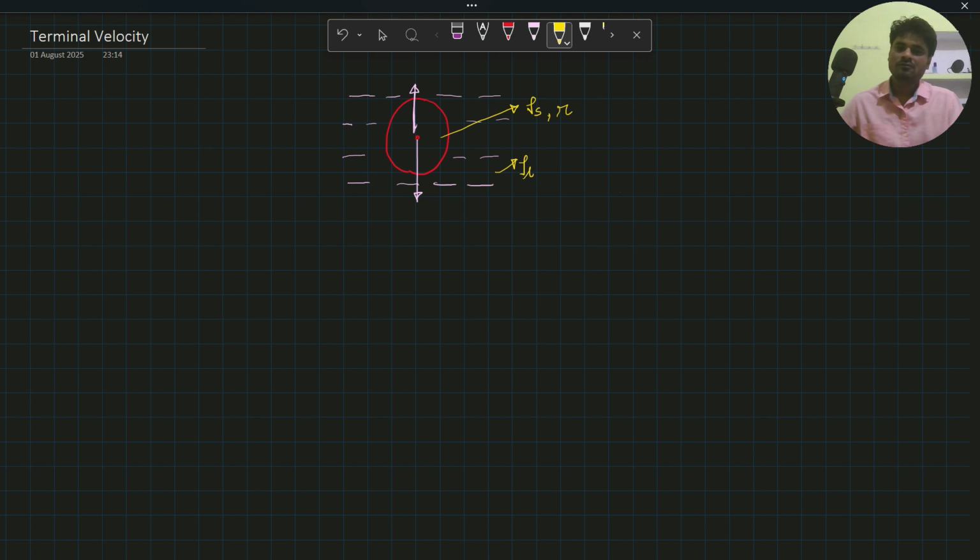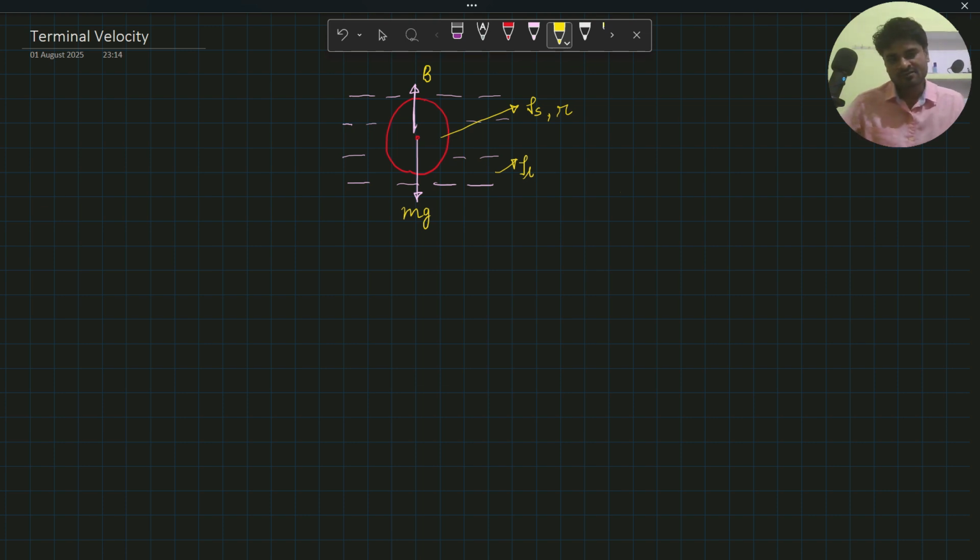So we know that when this solid ball is falling in the liquid, there are two forces which will certainly act. One of the forces is its own weight, which will always be acting downward, and another force will be buoyancy, which is equal to the weight of the liquid displaced.